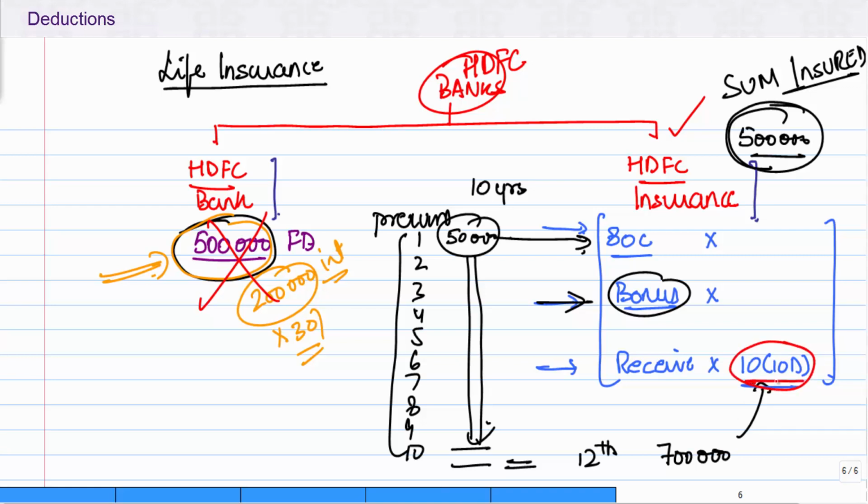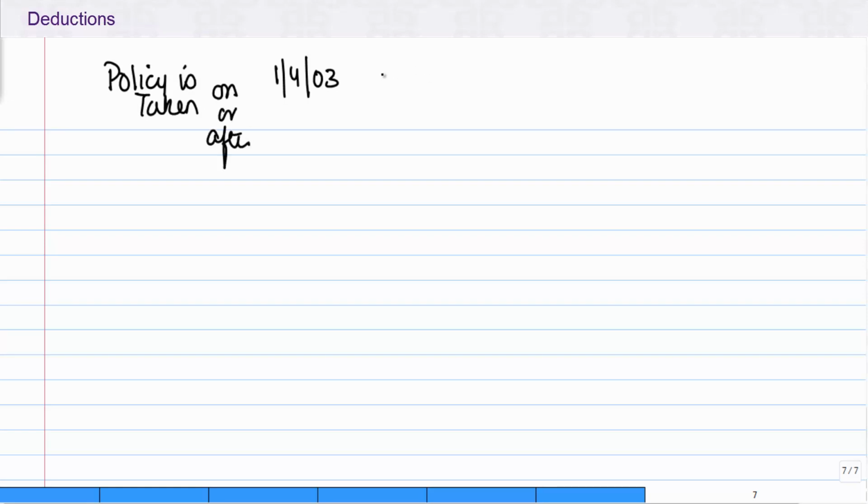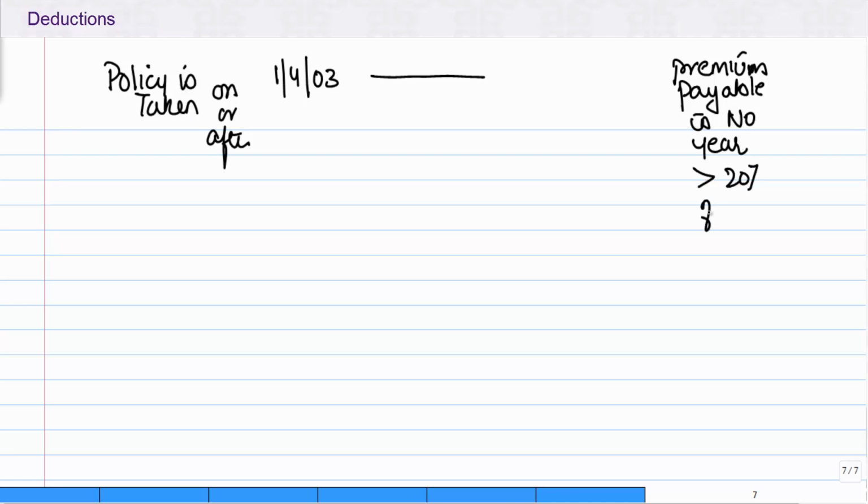So section 10(10D) was amended in 2003. Long time back, of course. Now in 2003, we were told that if the policy is taken on or after 1-4-03, and this is important, we said policy is taken on or after 1-4-03, then the premium payable in no year must exceed 20% of sum insured.